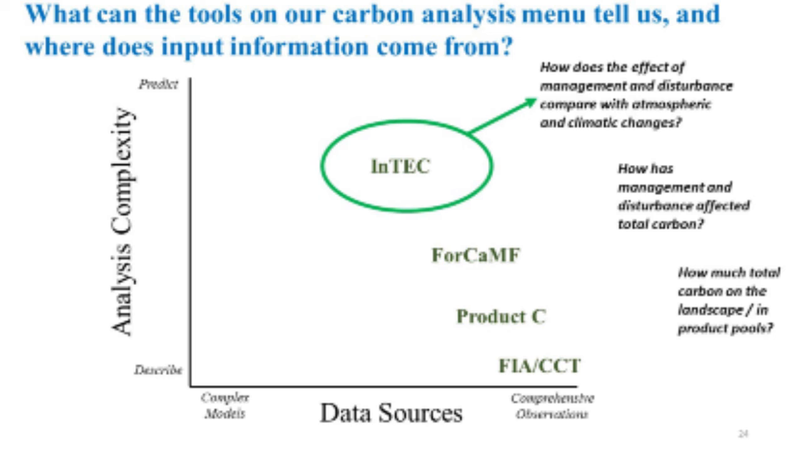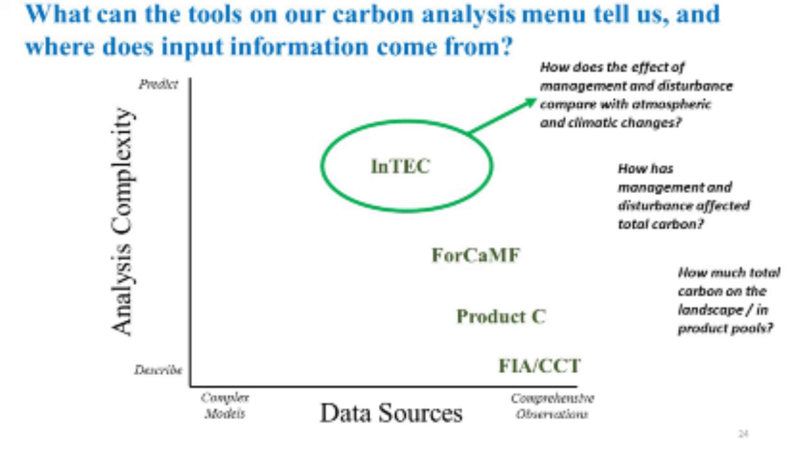Okay, so the last level, probably the most complex level of question that we might ask about carbon on each national forest is, how does the effect of management and disturbance, which we just looked at through FORCAMP, compare with the impact of global processes like the composition of the atmosphere and what the climate is doing? And that is not the kind of question that a design sample like FIA, relatively simple, can answer. You need a process model that explicitly looks at these kinds of factors. And so that's what INTEC is.